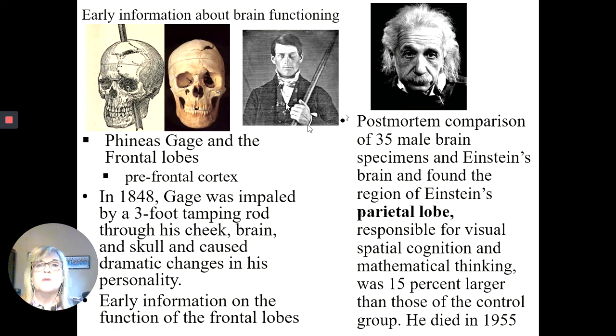So you guys probably remember Phineas Gage, and his accident really told us a lot about the frontal lobes of the brain. They often refer to his injury to the prefrontal cortex, and what they're saying is that it's the very front of the frontal lobe. And it gave us the earliest information that we had about what that frontal lobe is responsible for, and that personality and impulse control are really important functions of that part of the brain.